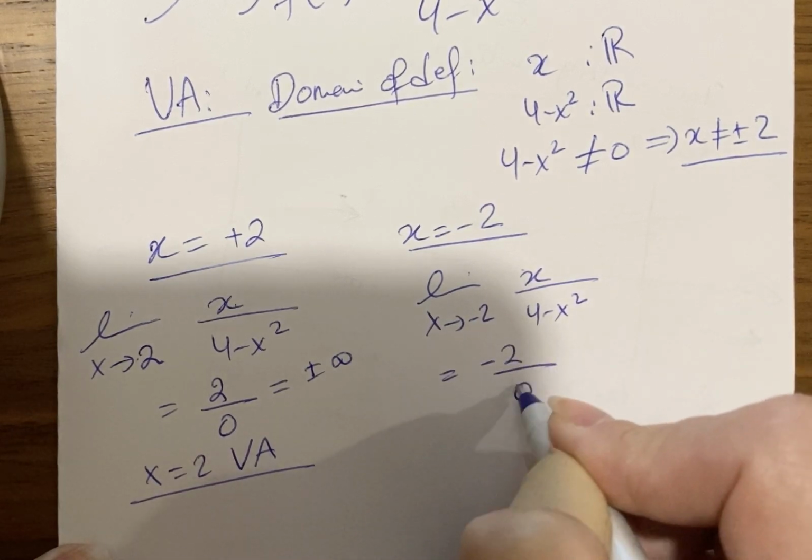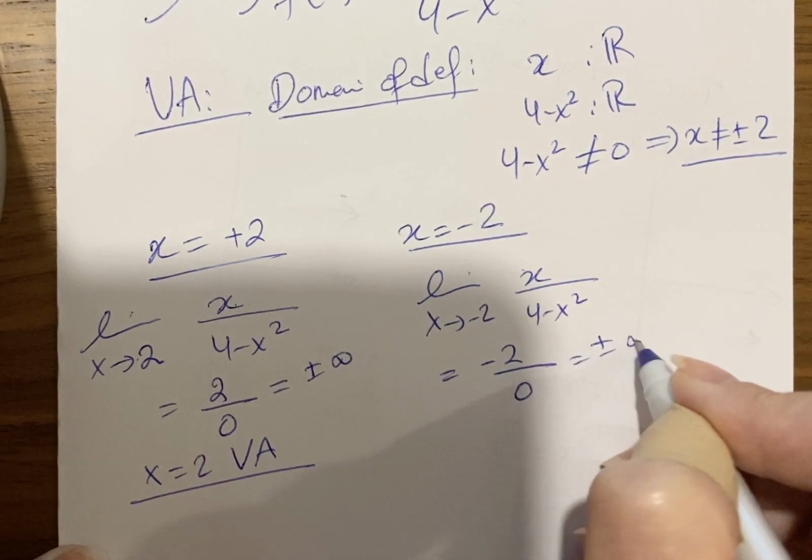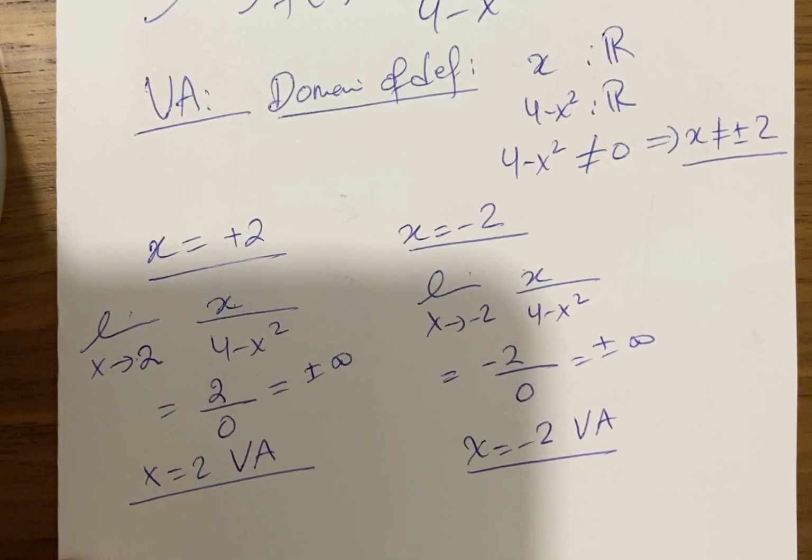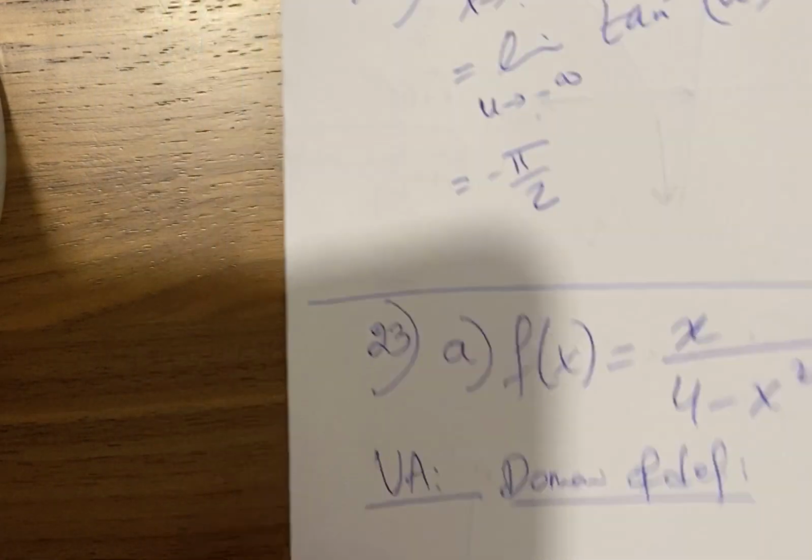It's minus 2 over 0. Directly again, I know x equals minus 2 is a vertical asymptote. Now this is finding vertical asymptotes. How do we find horizontal asymptotes? To find horizontal asymptotes, we need to study the limit at the tail. So I need to find the limit at the tail.